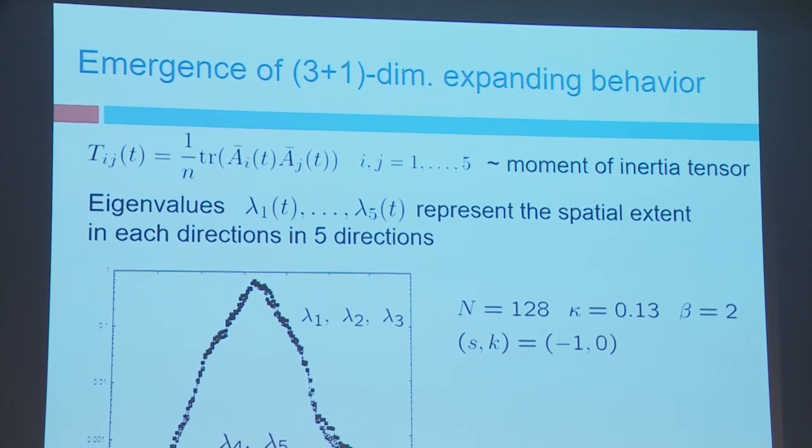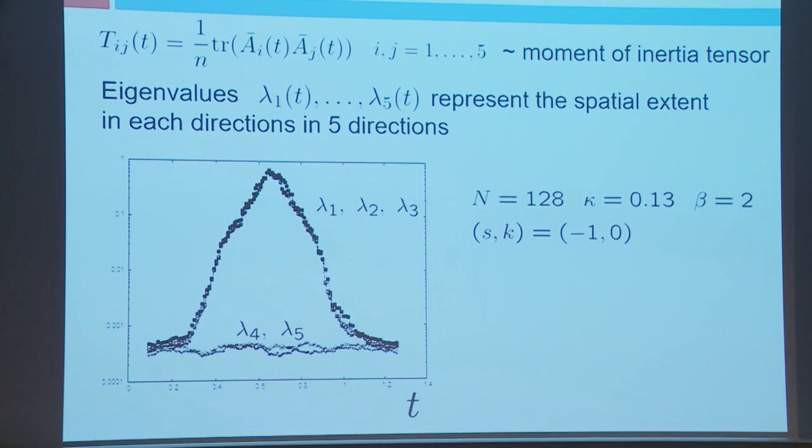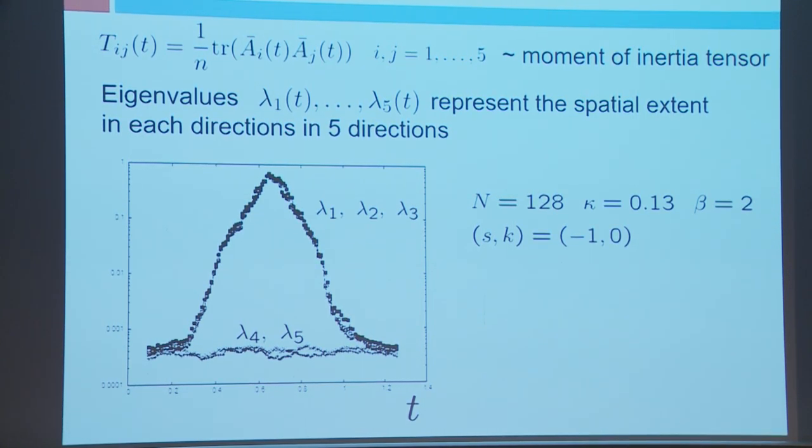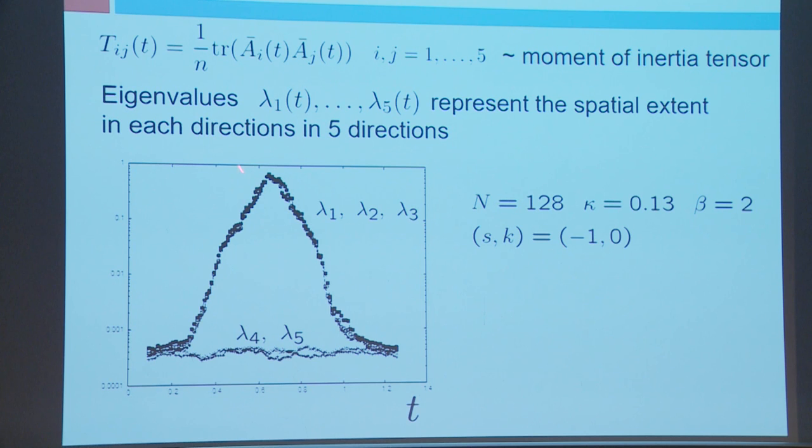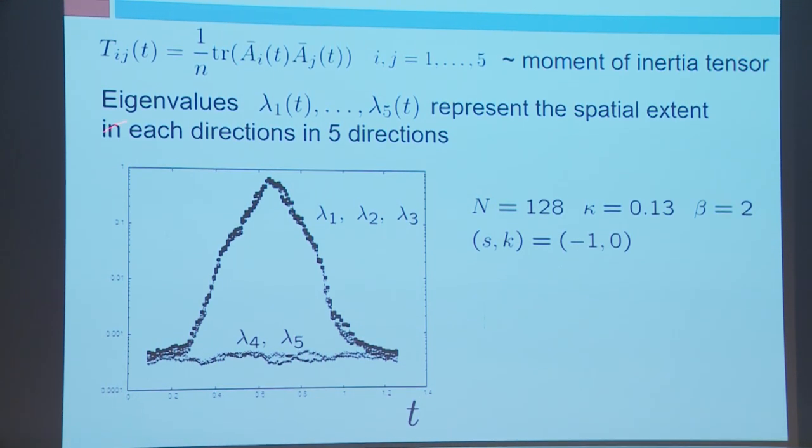Now we simulate the model by the complex Langevin method. For simplicity, we omit the contribution from fermions, and we consider the 6-dimensional bosonic model, which means that the index mu runs from 0 to 5. Now T_ij becomes a 5 by 5 symmetric matrix, a function of t, and the 5 eigenvalues depend on t. We simulate the model at n equal 128, kappa 0.13, beta equal 2, s equal minus 1 and k equal 0. The result is here.